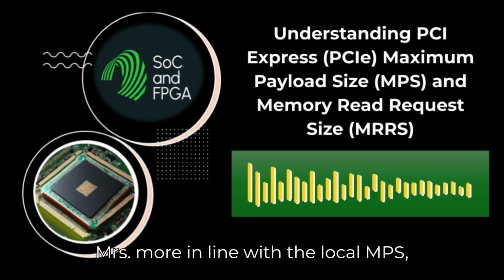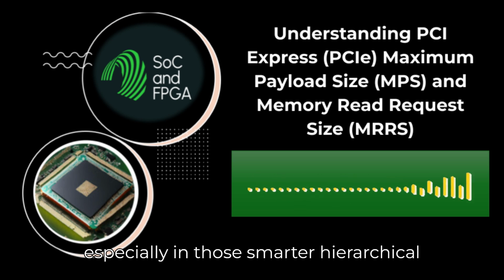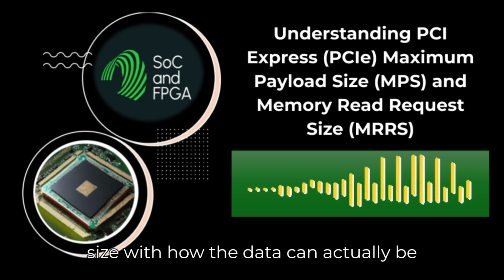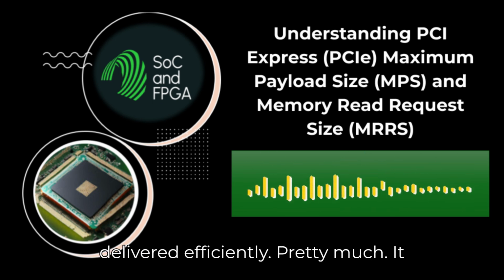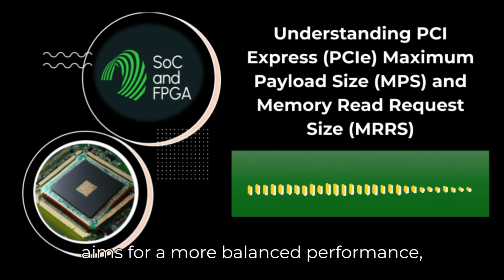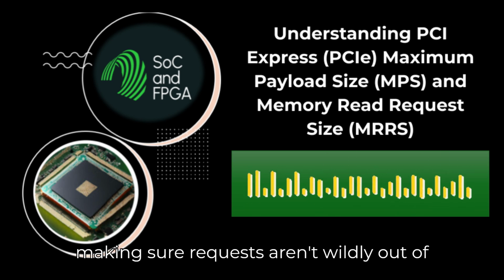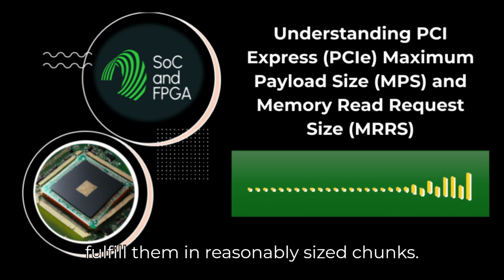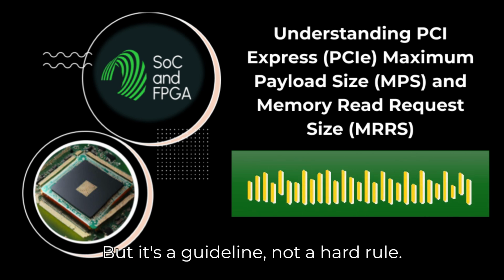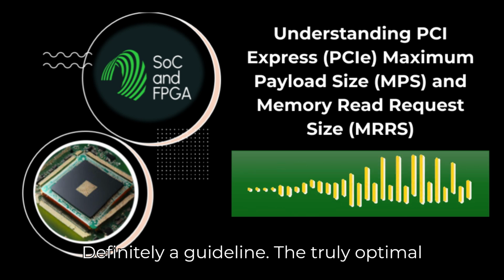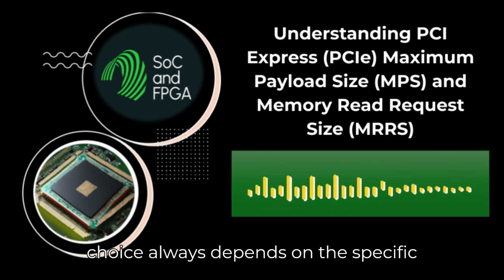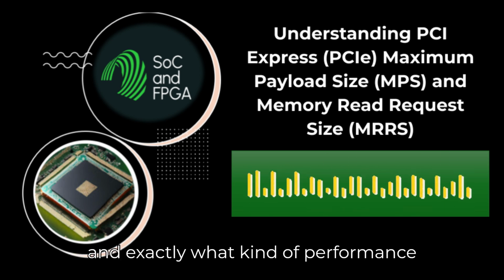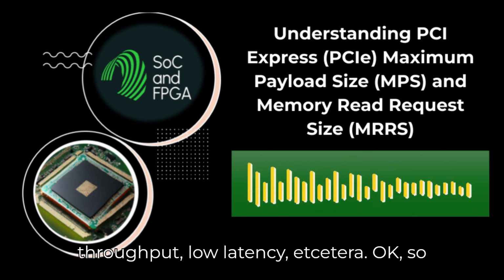So keeping MRS more in line with the local MPS, especially in those smarter hierarchical setups, is about aligning the request size with how the data can actually be delivered efficiently. Pretty much. It aims for a more balanced performance, making sure requests aren't wildly out of sync with the system's capability to fulfill them in reasonably sized chunks. But it's a guideline, not a hard rule. Definitely a guideline. The truly optimal choice always depends on the specific system architecture, the devices involved, and exactly what kind of performance you're trying to maximize, raw throughput, low latency, etc.